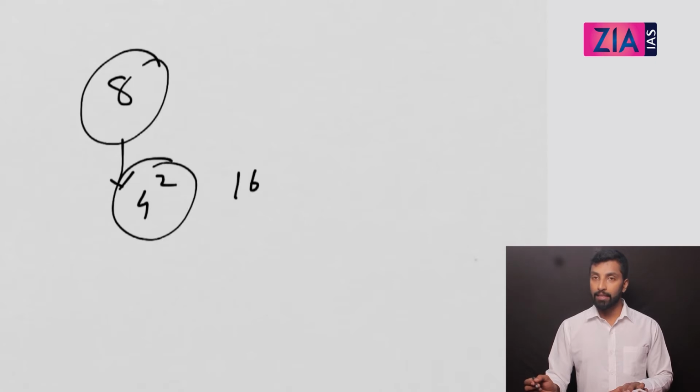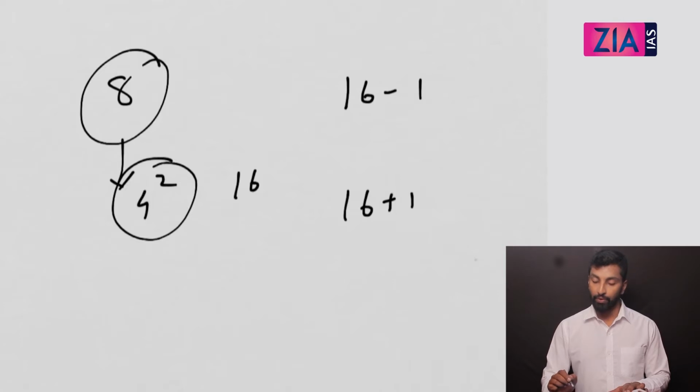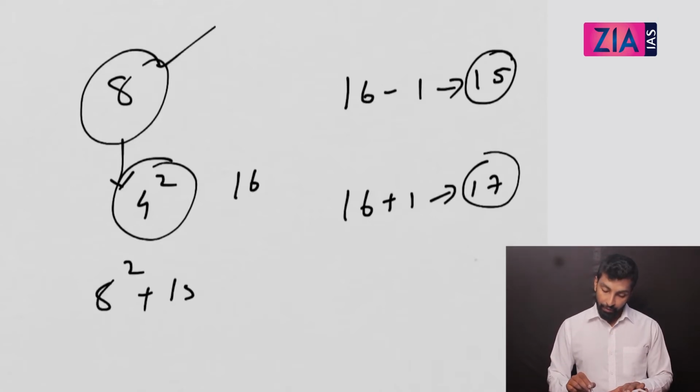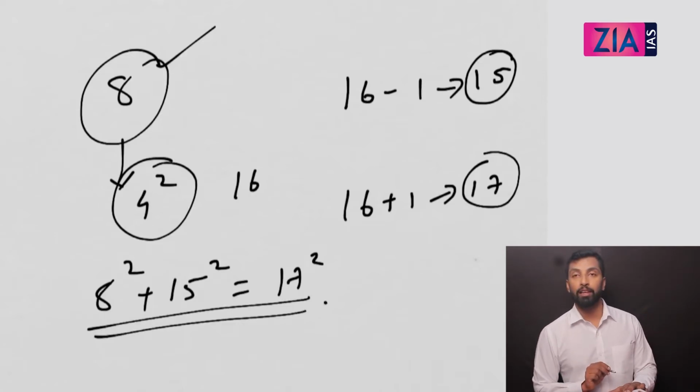Now the other two sides, one side will be 16 minus 1 and the other side will be 16 plus 1. So what is 16 minus 1? That is 15. What is 16 plus 1? That is 17. So these two are the other two sides with 8. So 8 square plus 15 square is equal to 17 square. I hope this is clear for you.